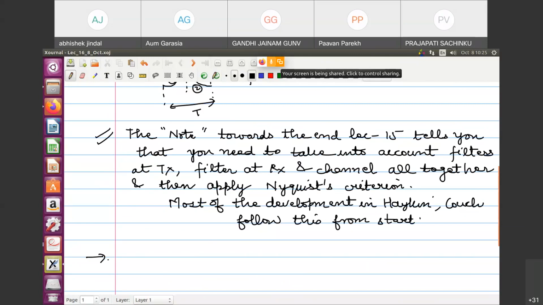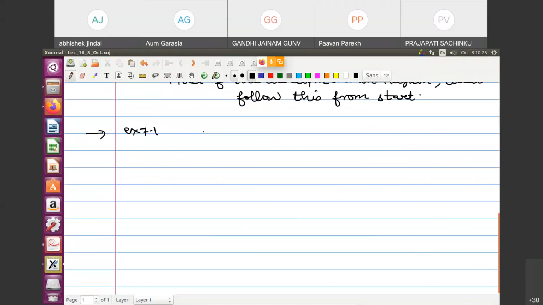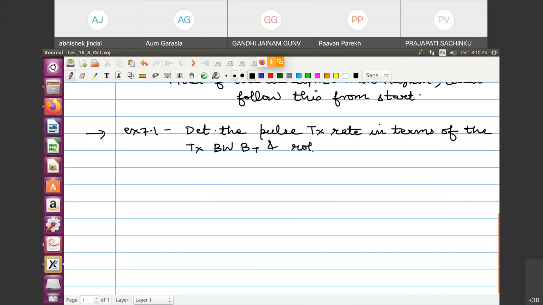So today we will start with example 7.1 from Lathi's textbook. Okay, this is important for us to study. We will basically see that this pulse shaping leads to what? Determine the pulse transmission rate in terms of the transmission bandwidth, Bt, and the role of factor r.